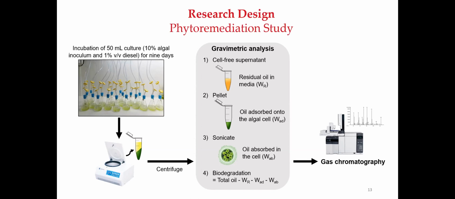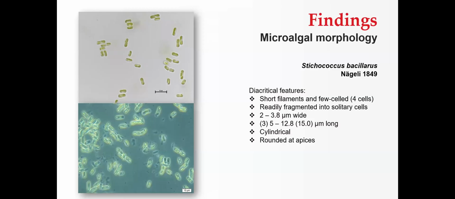So the biodegradation efficiency will be calculated based on these values, and the result will be processed using gas chromatography FID. So this is a finding. The microalgae isolated in the culture had a morphology conforming to Staphylococcus bacillus. It can form short filaments of up to 4 cells. It has a length from 5 to about 12.8 micrometers in a cylindrical shape.